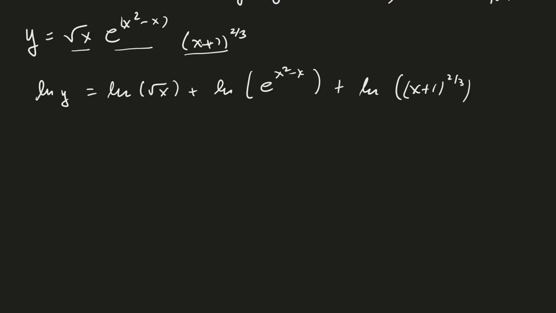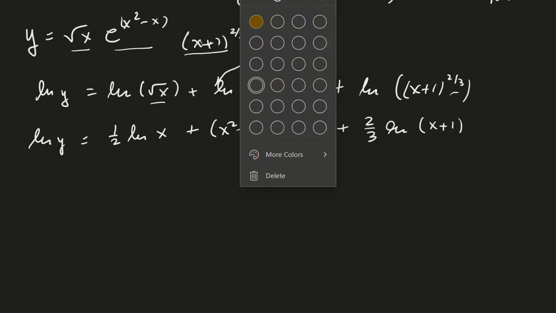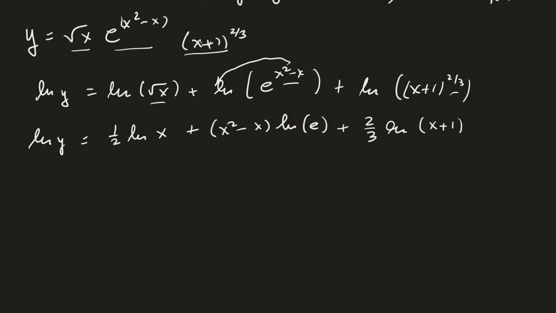Okay, and now we want to rewrite each of these exponents here, right, by bringing them down front. Alright, and so I've just brought the powers down front, right? So this is x to the 1/2 power, the 1/2 goes in front. Good. And now, by the way, natural log of e is equal to what? Natural log of e is equal to 1. So we can simplify that even further.